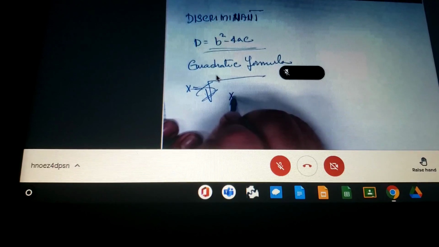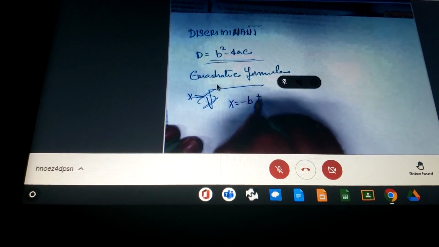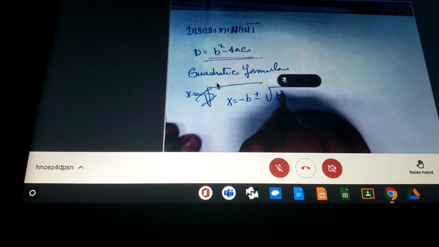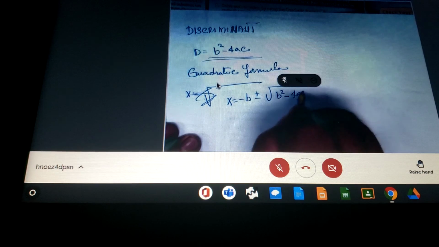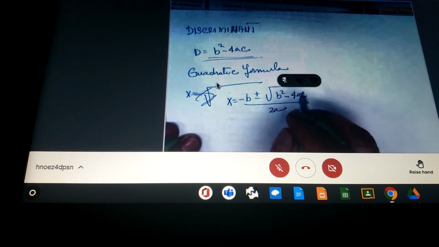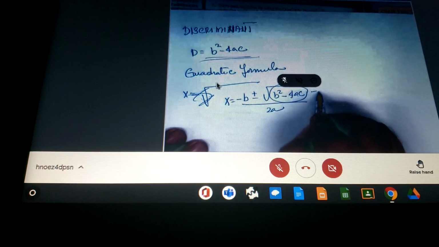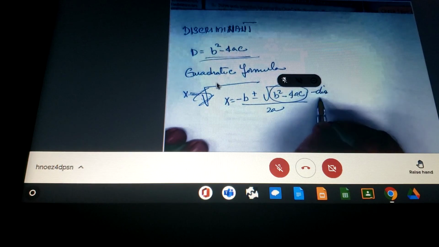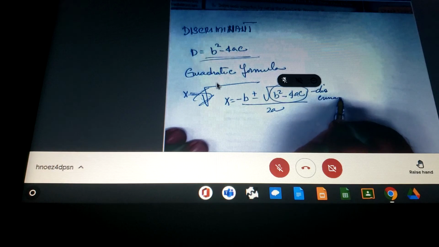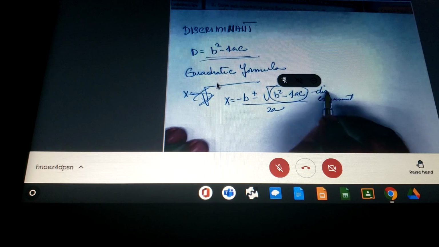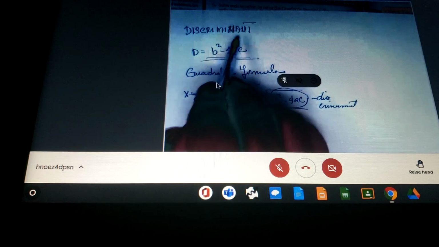x is equal to negative b plus or minus the square root of b squared minus 4ac, over 2a. And this is the discriminant. We're talking about the discriminant. This one, the discriminant.